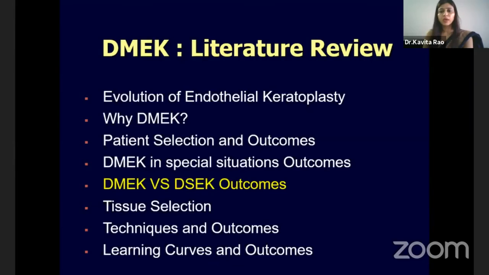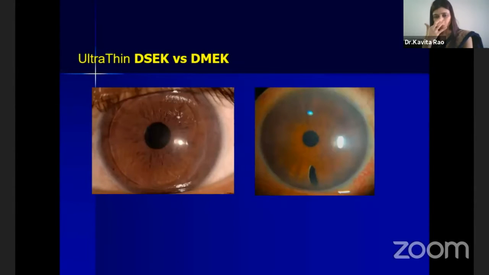Moving on to the next literature search. The next would be comparing your DMEC with DSEC. Now, I think this is relevant especially to most of us who had started doing ultra-thin DSEC, where the corneal tissue is just 100 microns or less, and we're getting great results, where you're feeling that the patient is really doing well and happy. Why do we need to then move to DMEC?